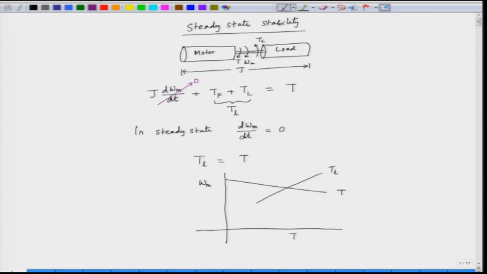It means the motor will be running at the speed, and the corresponding torque will be this torque. So, this is the operating point. So, this is the motor characteristic, and this curve represents the load characteristic.